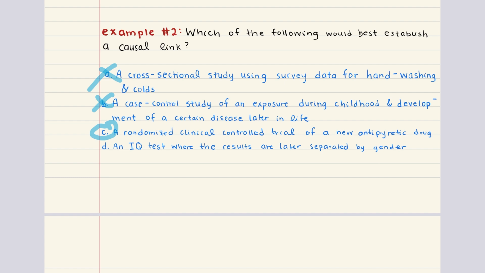So D says an IQ test where the results are later separated by gender. So this option doesn't involve any intervention or control of variables. All it's doing is separating and analyzing the data after collection. Without controlling variables or conducting an experiment, this approach is not going to be able to establish causality. So it's incorrect. That means that the correct answer for problem 2 is C.